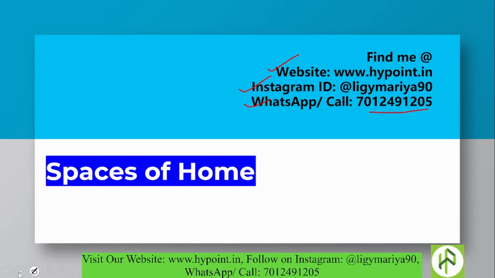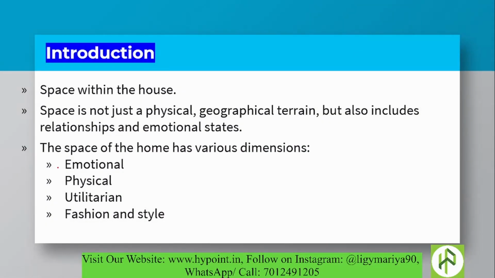Okay, then spaces of home. Let's see the introduction. Space within the house. So spaces of home means inside the house we have various spaces. Okay, how consumerism is entering into the house and what are the various concepts related to spaces within the house. That's what we are going to learn today. Space is not just a physical geographical terrain, but also includes relationship and emotional states.